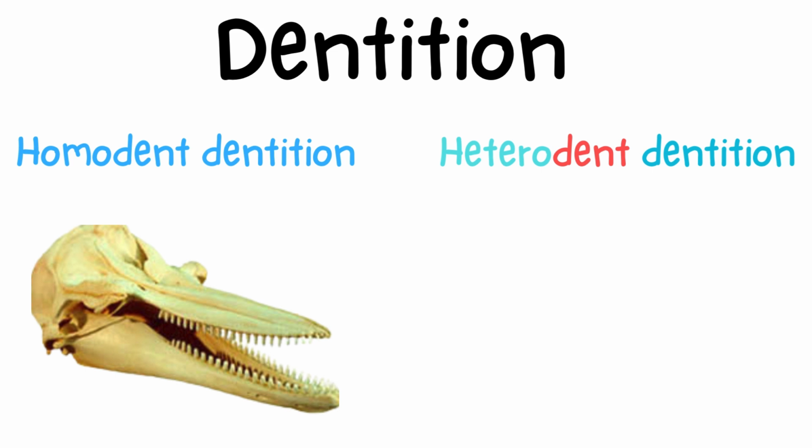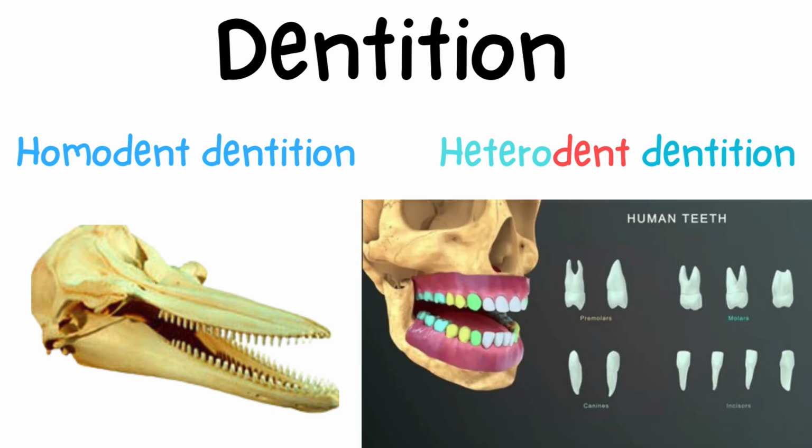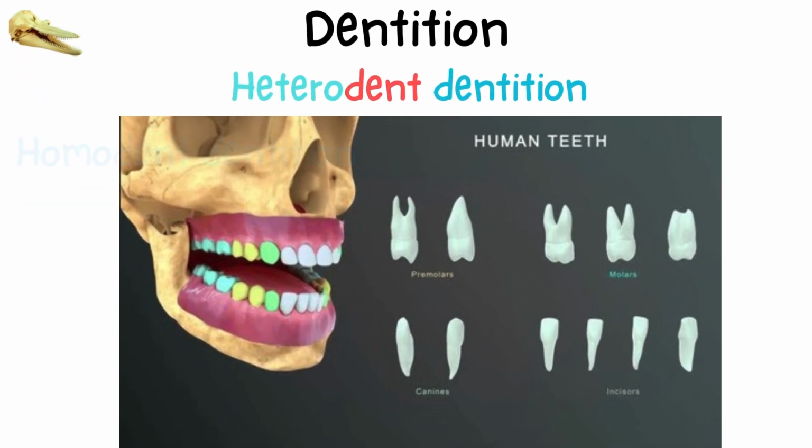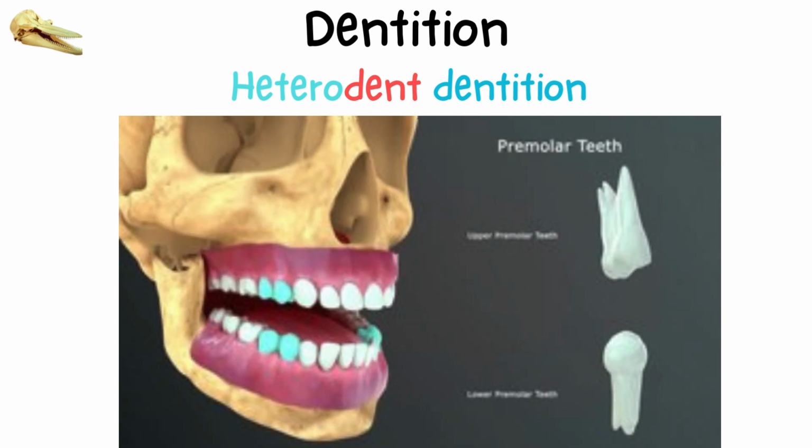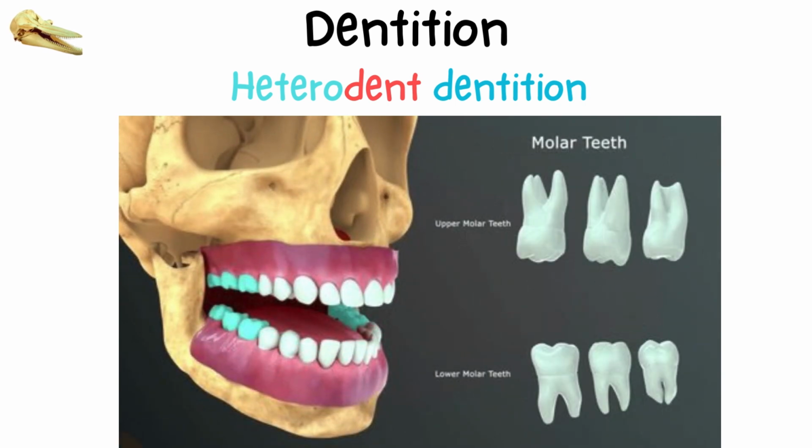Heterodont dentition is a type of dentition in which the organism possesses teeth of different shapes, sizes, and functions. Examples of organisms having heterodont dentition are mammals, for example, rabbits, man, dog, cattle, etc. Mammalians generally have four different types of teeth. These are incisors, canines, premolars, and molars. The type of teeth possessed by an animal is closely related to the type of food it eats.